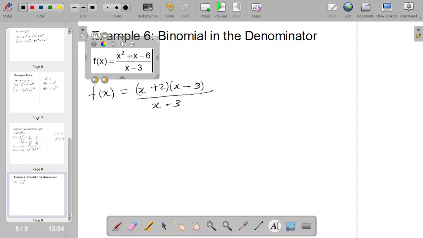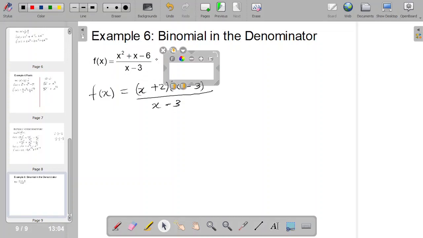So if you want to fix this problem, you are supposed to have a minus. The technology is acting up right now, so we'll just write it in this way. We are supposed to have a minus here, not a plus.